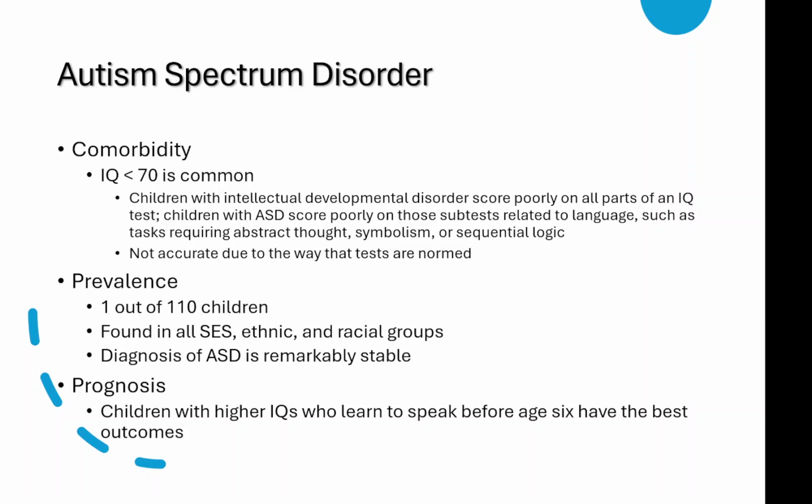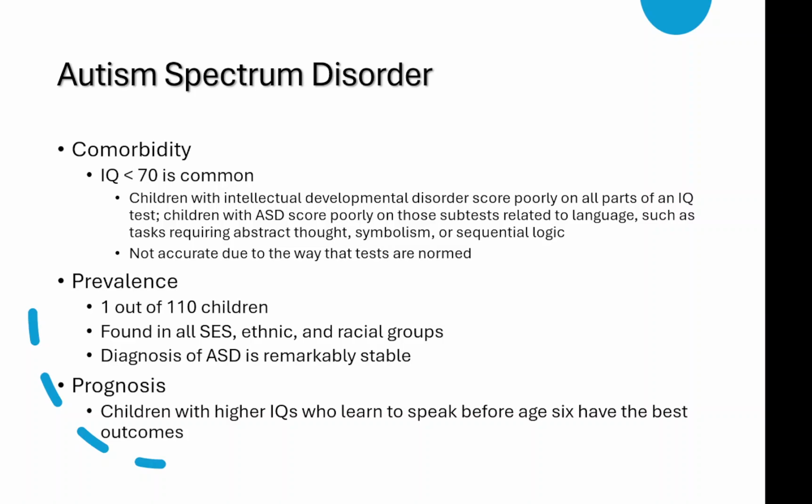Regarding prevalence, approximately 1 in every 110 children are diagnosed with ASD, though this number can fluctuate based on various environmental and diagnostic factors. ASD is found across all socioeconomic, ethnic, and racial groups, and it is consistent worldwide. The diagnosis remains stable, and ASD is a lifelong neurodevelopmental disorder.